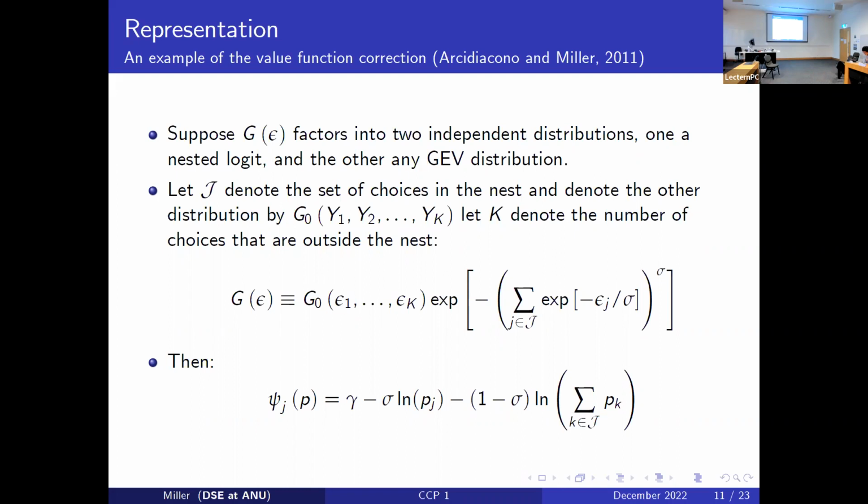That is a convenient sort of benchmark case because the type 1 extreme value is the one we use all the time. And so the conditional value function in that case is just going to be Euler constant minus log p. The Euler constant is always going to wash out. And so, effectively, you're always going to be thinking about minus log p.